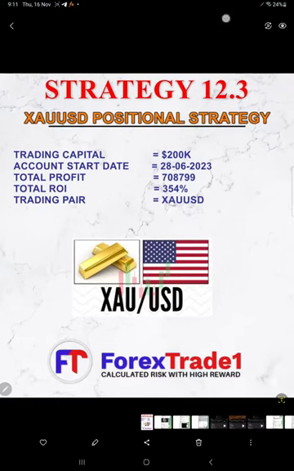Here we have strategy number 12.3. It's an XAUUSD positional strategy. Trading capital is $200,000. Account start date is 28th of June. And total profit is $708,000. And trading pair is XAUUSD. This is a positional strategy. So we need to hold the positions sometimes.